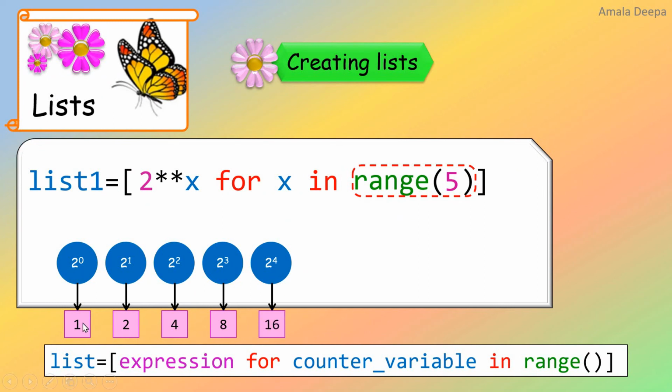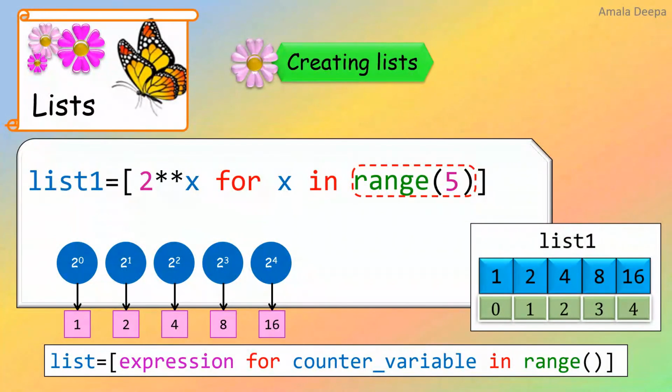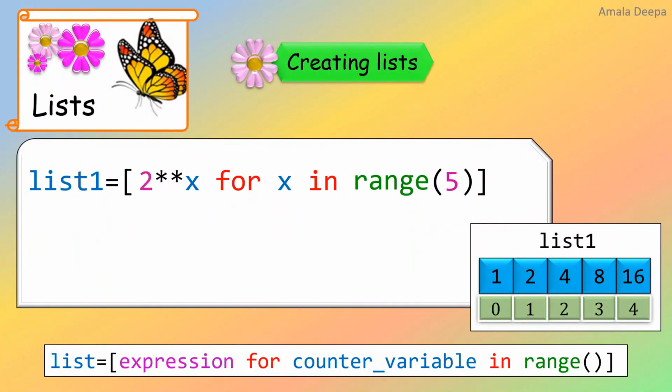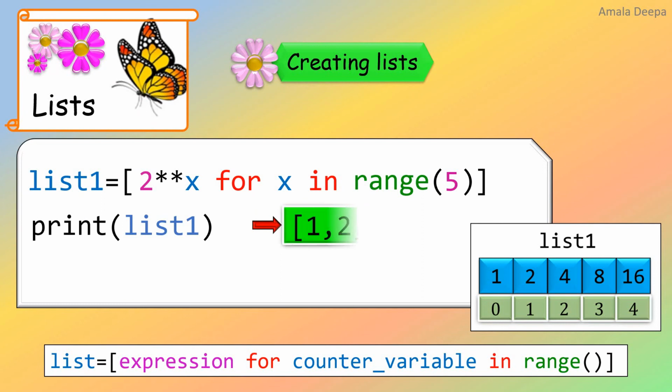What are the values we have here? 1, 2, 4, 8, 16. These are the values generated by this syntax placed within the square brackets. So look at the array for list 1. It has the values 1, 2, 4, 8, 16. So when I say print list 1, it will give the output as 1, 2, 4, 8, 16.